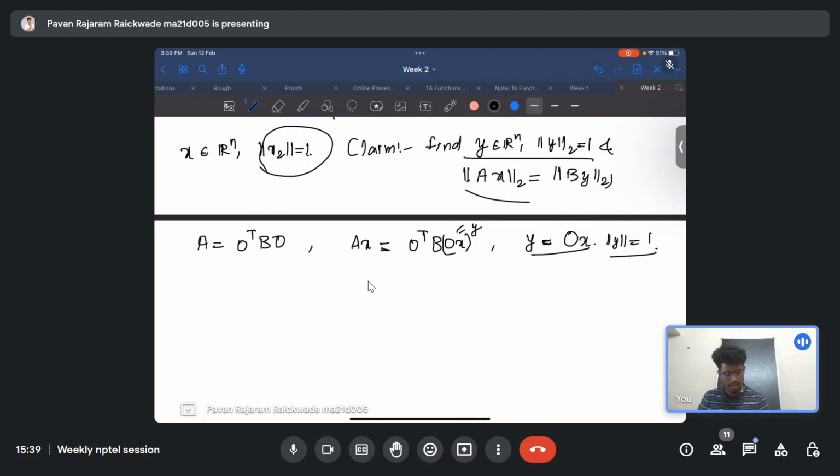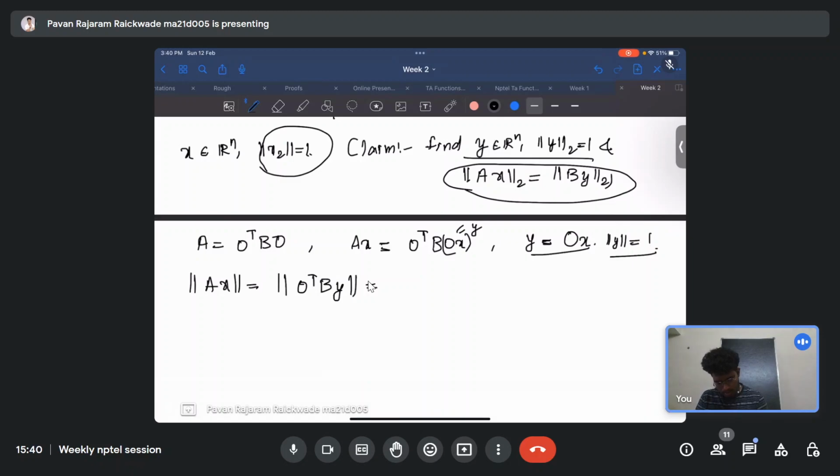Now we want to see that norm Ax is the same as norm of O transpose By. Since O is orthogonal, O transpose will also be orthogonal, so this is the same as norm of By, considering By as an input for O transpose. So norm Ax equals norm By. Done. For each x belonging to Rn with norm x2 equal to 1, we found an element y belonging to Rn with norm y2 equal to 1 so that norm Ax2 equals norm By2, which implies A tilde is contained in B tilde.